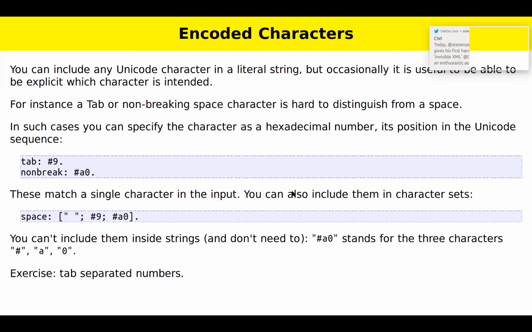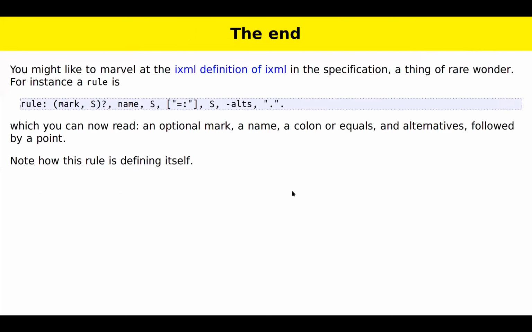You can't include them inside strings, and you don't need to, because it doesn't add any power. So if I said quotes #A0, that would stand for just the 3 characters #, A and 0. This exercise is quite fun to do, where you've got numbers only separated by tabs. But again, we don't have time for you to do that right now, but please go back and do it some other time. So this is where we come to the end.